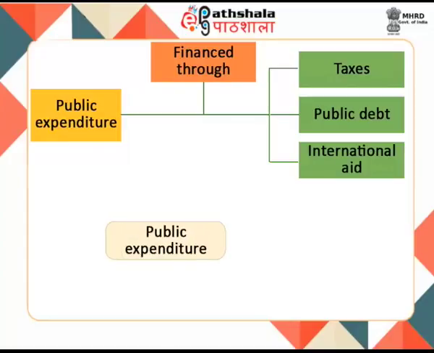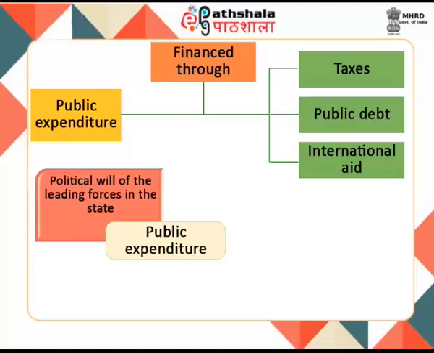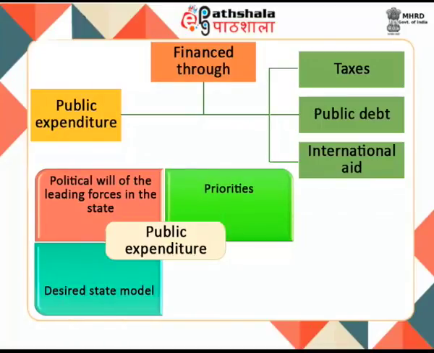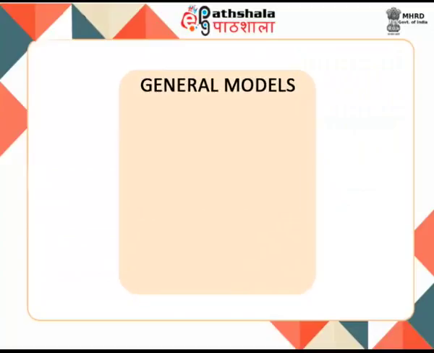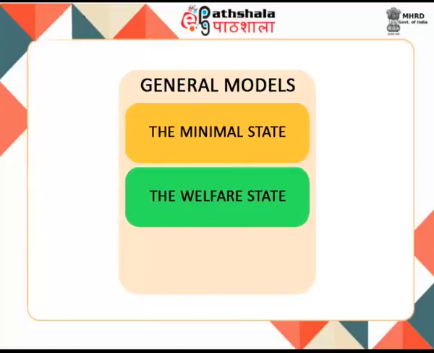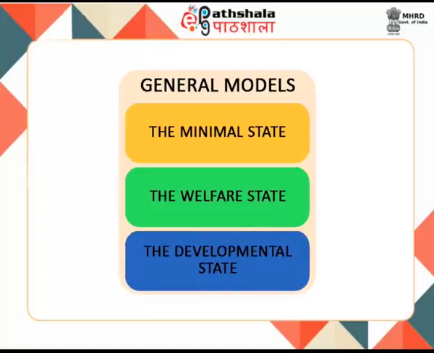Public expenditure is determined by the political will of the leading forces in the state, their priorities, their desired state model, and their interpretation of the current economic and political phase. Bureaucracy may play an important decision role for the actual expenditure. There are three general models of state governments to which public expenditure corresponds: 1. The minimal state, 2. The welfare state, and 3. The developmental state. Let us discuss these models individually.